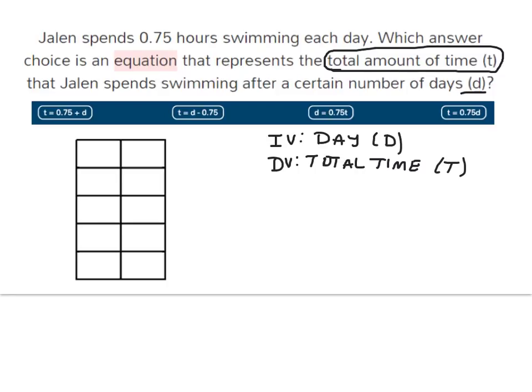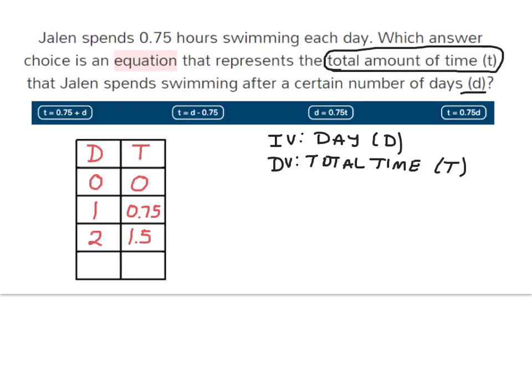Alright, so now that we have that, let's go ahead and set up our chart. My independent variable, which is d, will go in the first column, and my dependent variable, which is t, will go in the second column. So if Jalen goes swimming for 0 days, he would have swum for 0 hours. If he goes ahead and swims for 1 day, he's going to swim for 0.75 hours. If he swims for 2 days, he's going to swim for 1.5 hours.